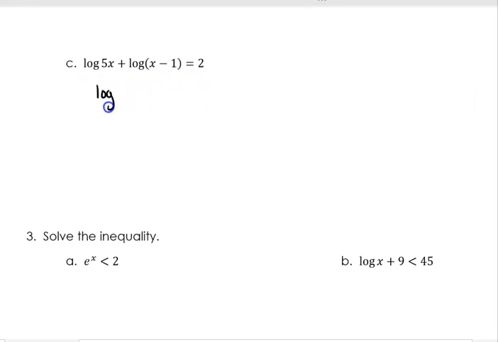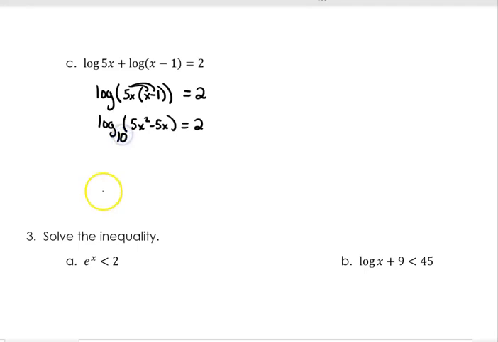So we're going to combine them using our product property, which we know since the logs have the same base and they're being added, we can put them in one log and multiply them. So that turns into log of 5x squared minus 5x, equals 2.